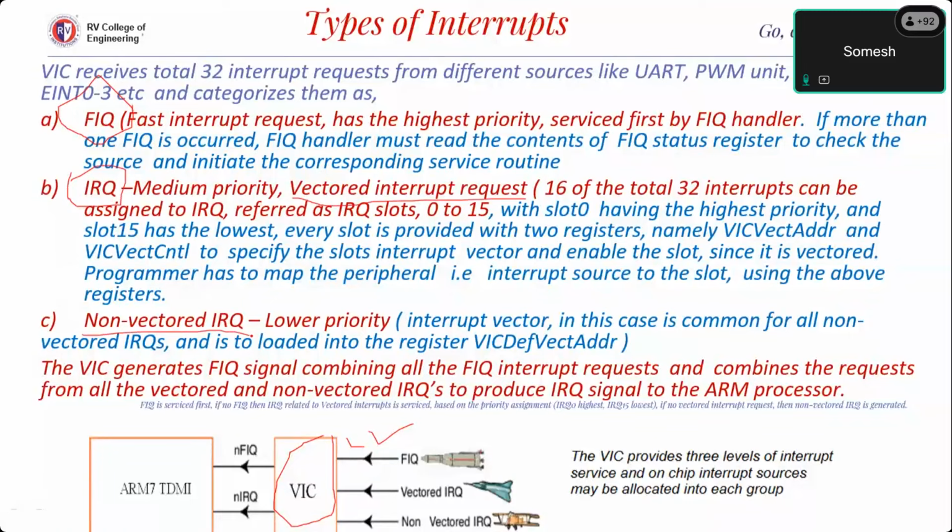Summarizing, interrupts generated by any peripherals inside the 2148 and coming to the VIC will be of two types, either FIQ or IRQ. In the IRQ, there are two types: one is called vectored IRQ, the other is called non-vectored IRQ. Since these three types are available, a priority is assigned to all these interrupts. FIQ has the highest priority, vectored IRQ has the second priority, and non-vectored IRQ has the lowest priority. Now we have understood the interrupt types and their priority.